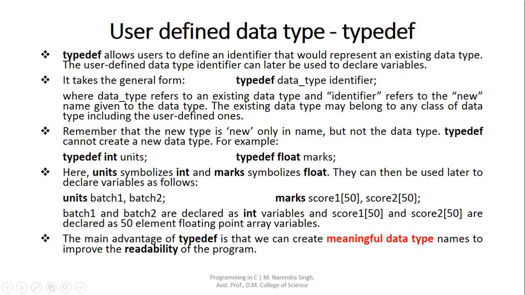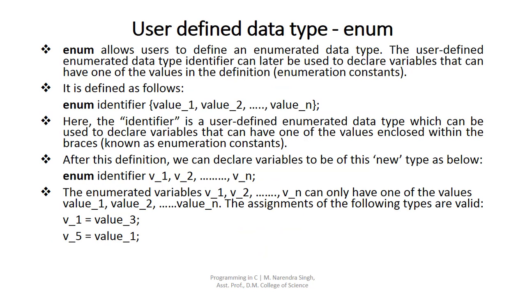The main advantage of typedef is that we can create meaningful data type names to improve the readability of the program. For example, whenever some variable is declared to represent marks of a student, we can use the new name marks in place of the existing data type name float to declare such variables to improve the understandability of the declared variable. Next, let's see the user-defined data type enum.